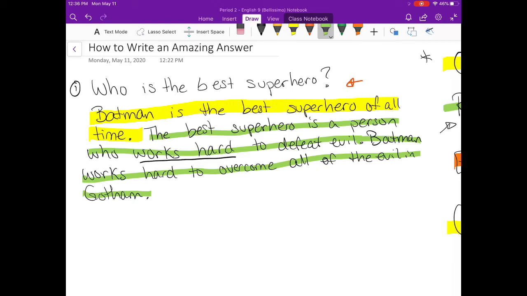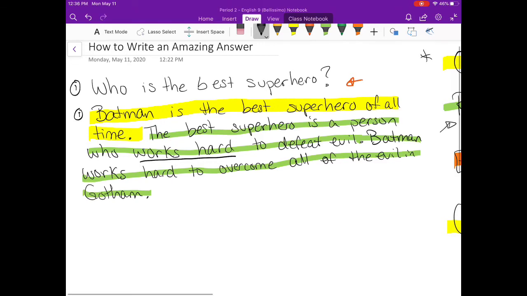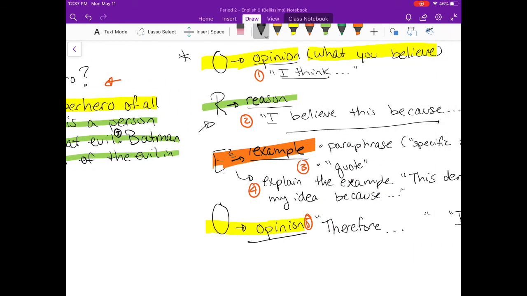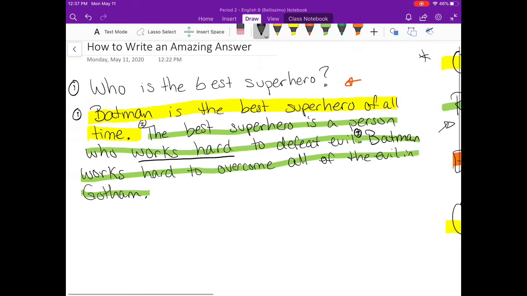So we have a really great start here. And again, instead of just having the one sentence right there, Batman is the best superhero, now I'm defining what the best superhero is. How do we define that? And then I'm making an argument that Batman is that person. So the next thing I'm going to do is start with my E squared. I'm going to start with my example.